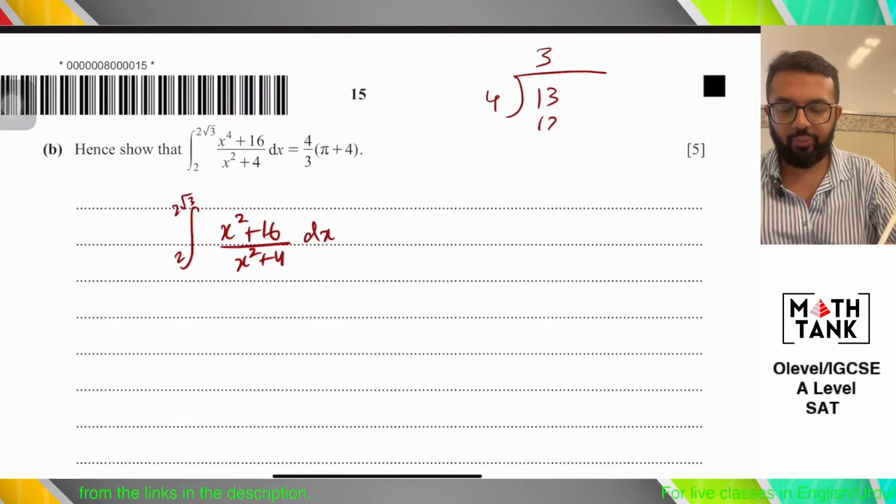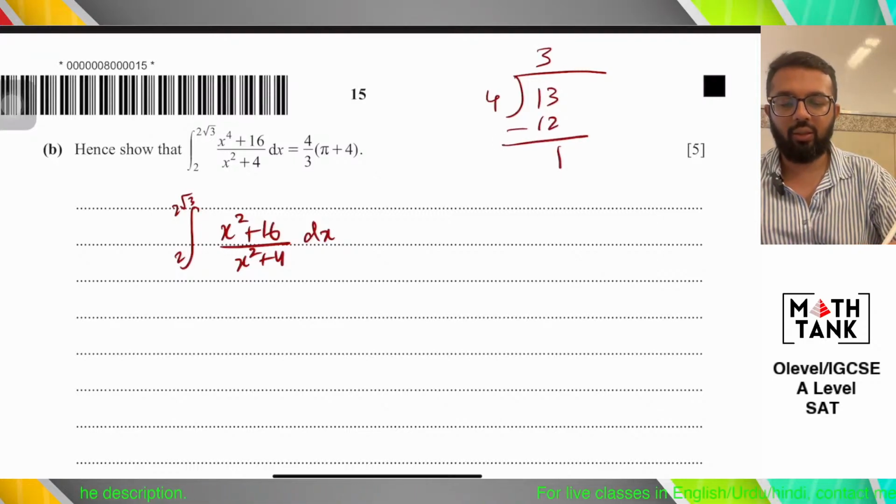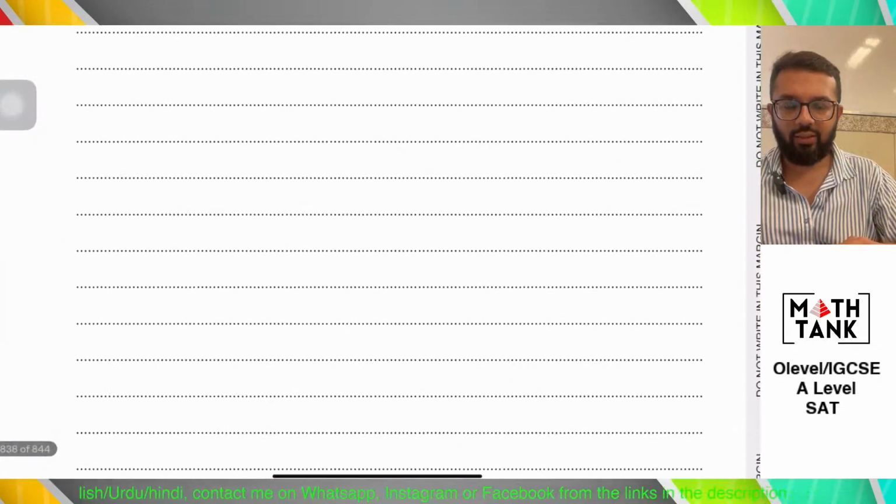4 times 3 is 12, and you have one remainder. In your O levels and early on in your classes, what you've learned is that this is going to be 3 whole 1 over 4. Similarly, you can also write fractions, algebraic fractions.